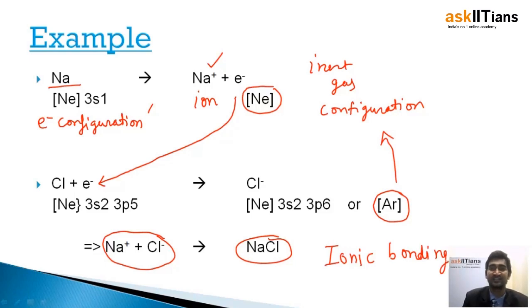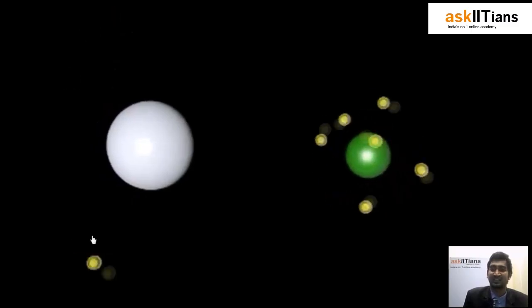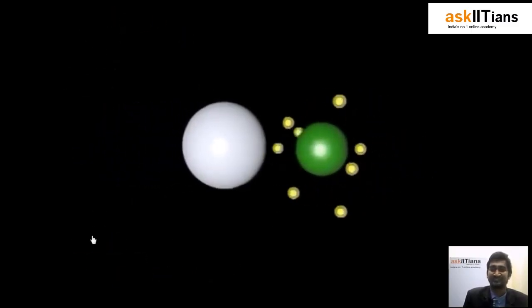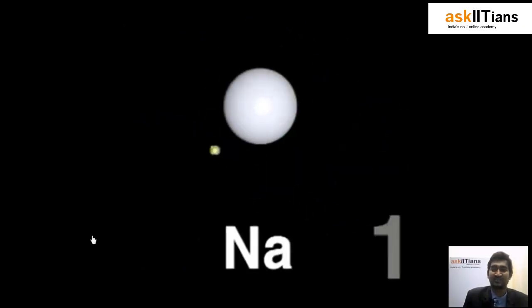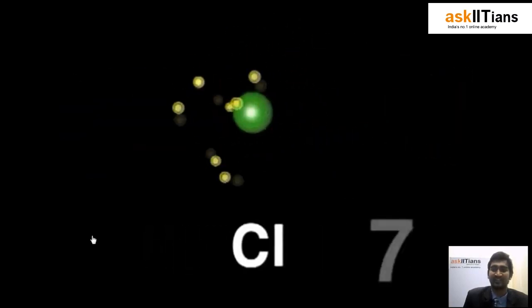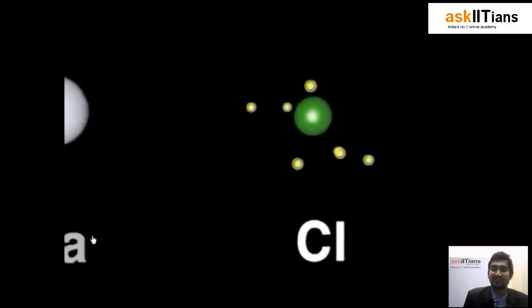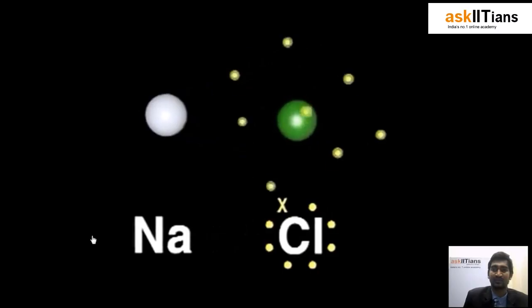Now we'll study ionic bonding with an example, with a video first. See what happens in ionic bonding. Suppose there are two atoms. The first atom, Na, has one valence electron. It has to complete its octet, right? In the case of Cl, the valence electrons are 7. They both have to complete their octet. How will they complete their octet?